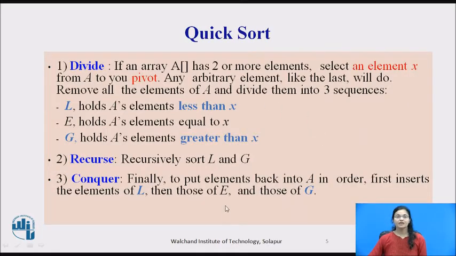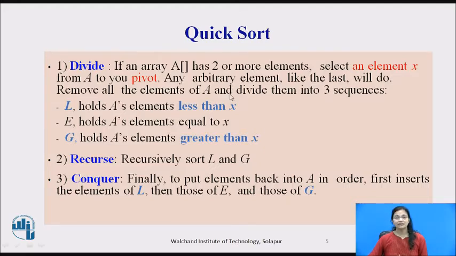So the quick sort. In the quick sort, we have three divisions. First we divide, then we use the recursive sort, and then conquer. So in the divide, in the array A, which should have two or more elements, you have to select an element X that will work as a pivot. Any element you can select as a pivot. It may be the starting element, the last, or the middle element.